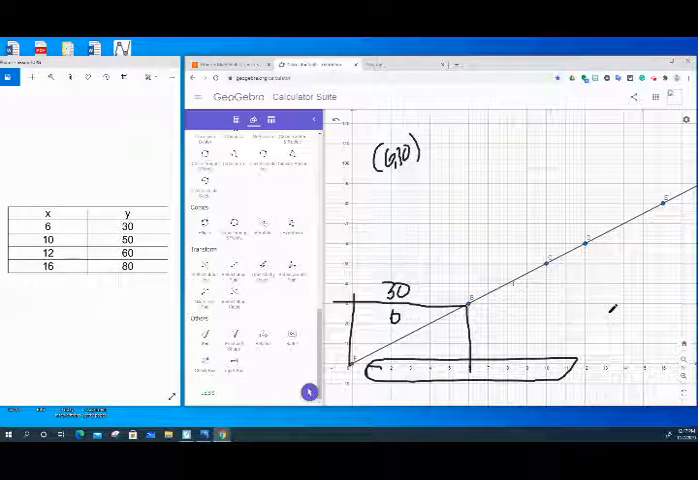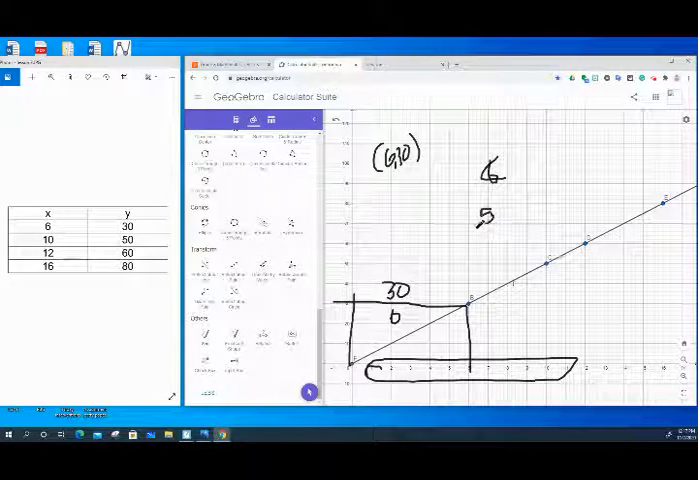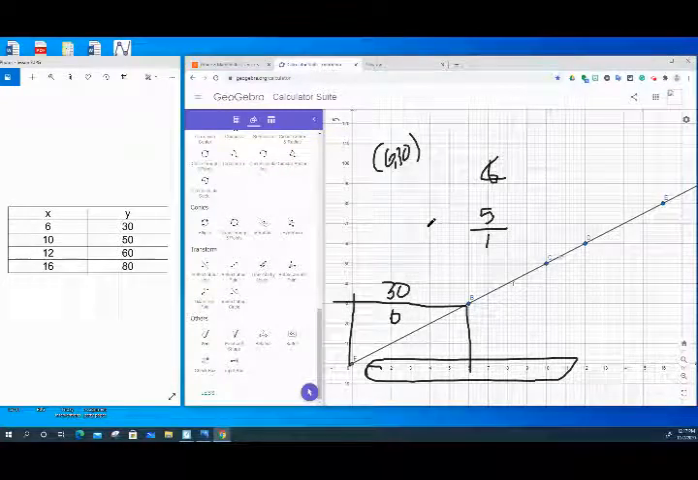Well, 30 over 6 simplifies because 5 goes into 30 six times. Actually, that was silly: 6 goes into 30 five times, and 6 goes into 6 one time. So there's my actual slope. 30 over 6 is okay, I would accept it, but we also need to remember that we need to learn how to reduce.